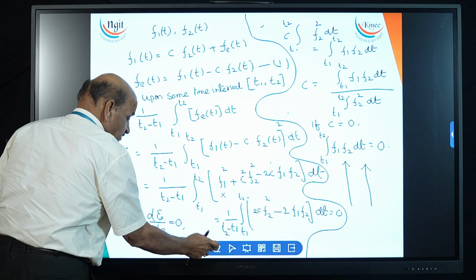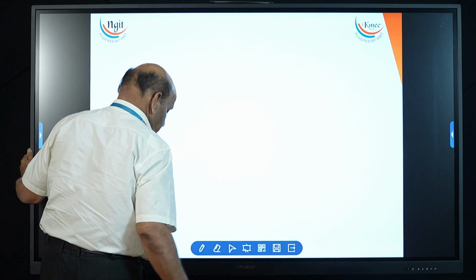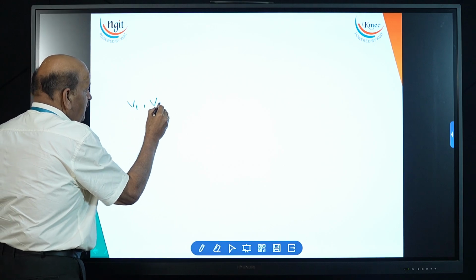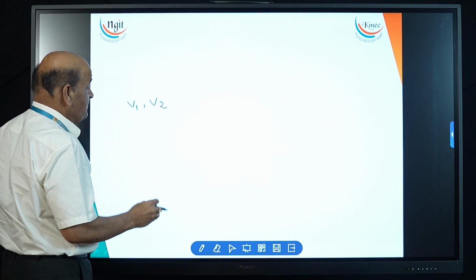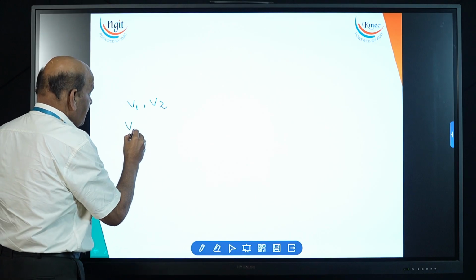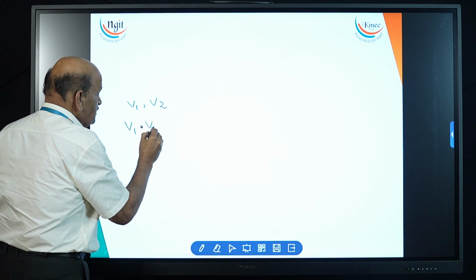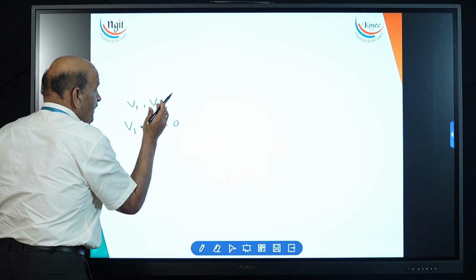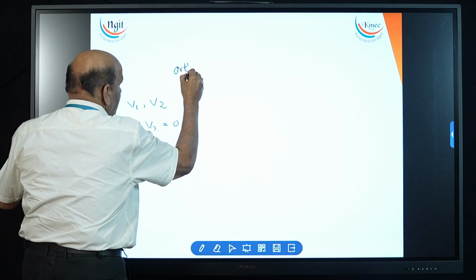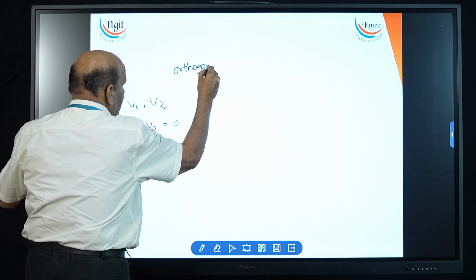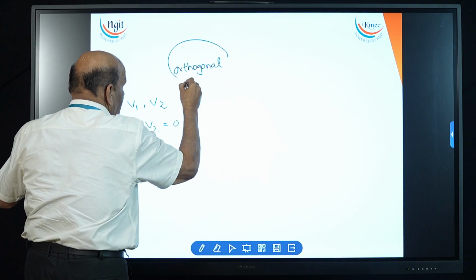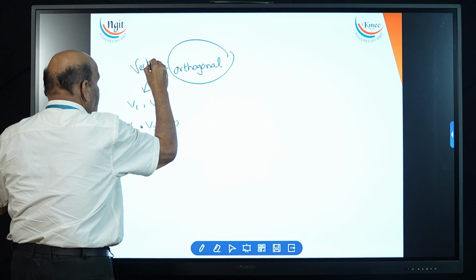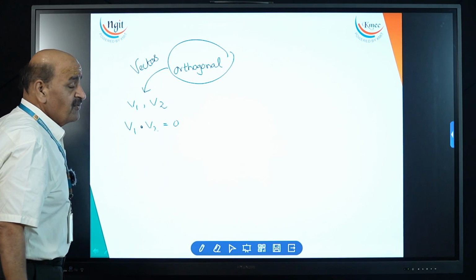Now just look at this. V1, V2 are two vectors. V1 dot V2 equals 0. We call it the orthogonality principle, orthogonal. Orthogonal with respect to which one? Vectors. Orthogonal with respect to vectors.